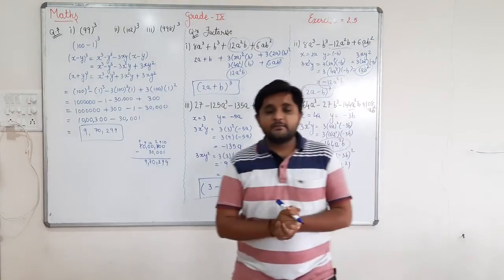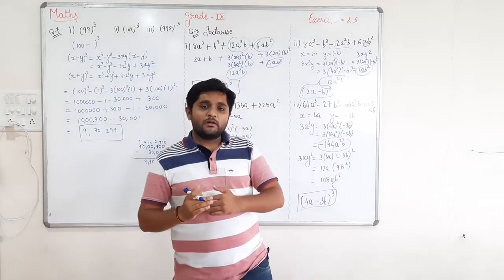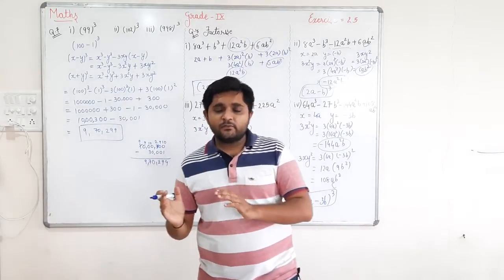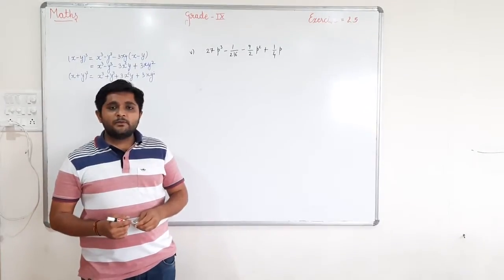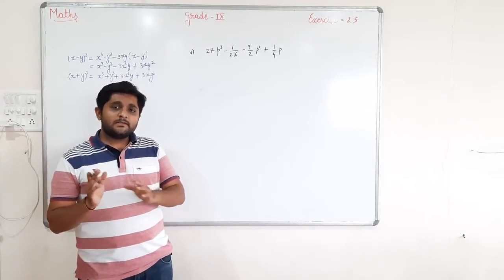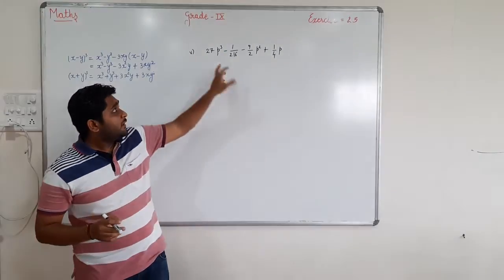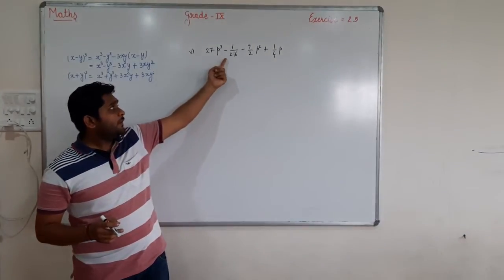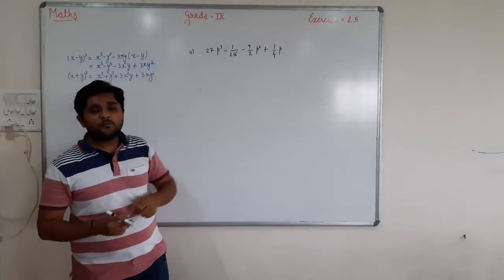So this way friends we can solve the sums from identity to expanded form or from expanded form to identity. Sum number 5 is the same as we already solved in the previous sums. Here 27p cube minus 1 upon 216 minus 9 by 2 p square plus 1 by 4 p.